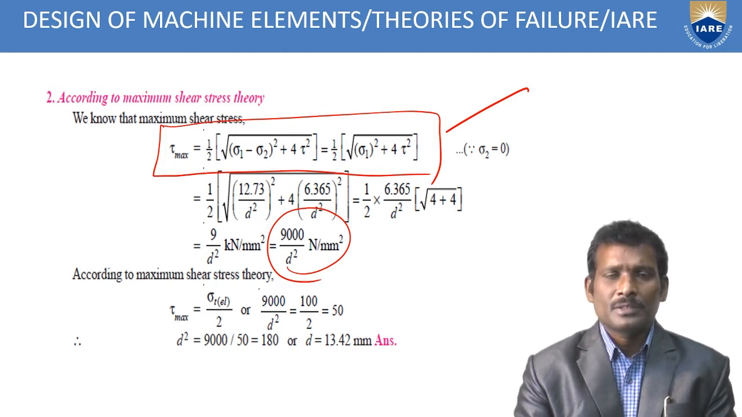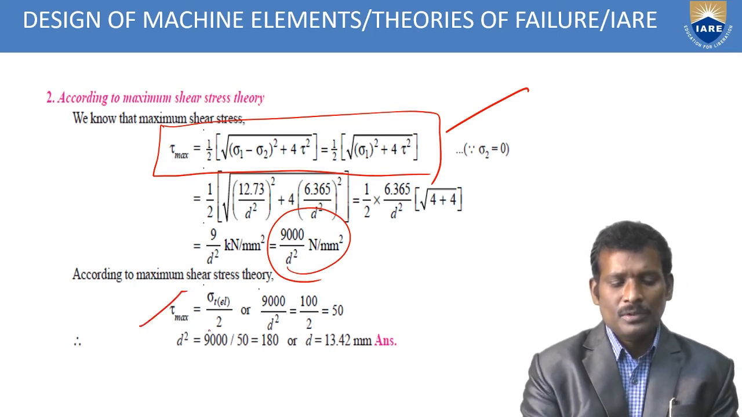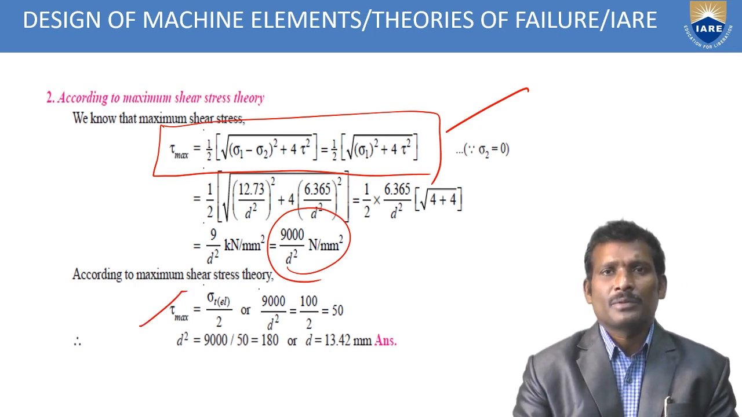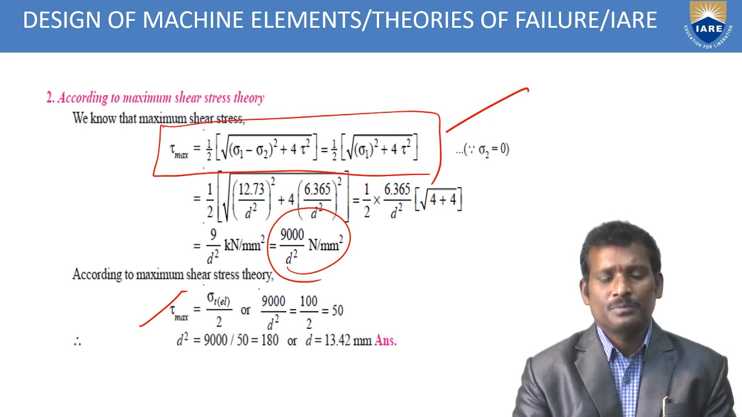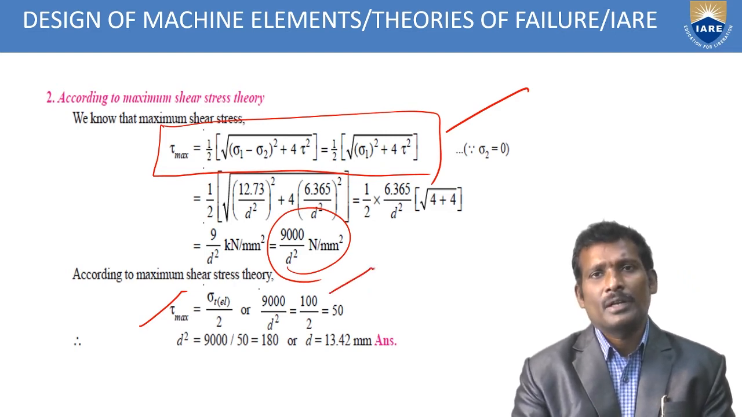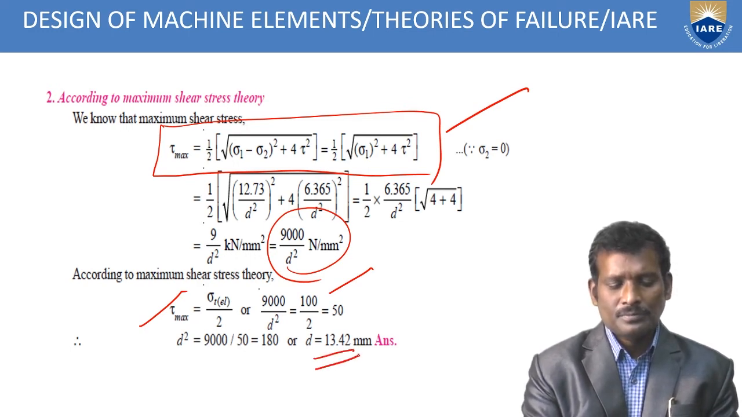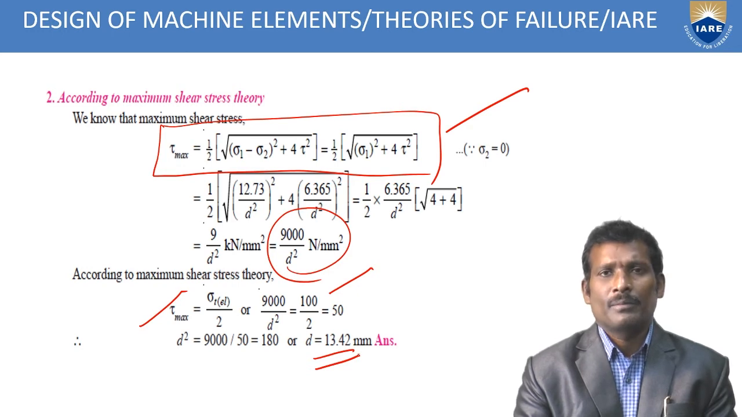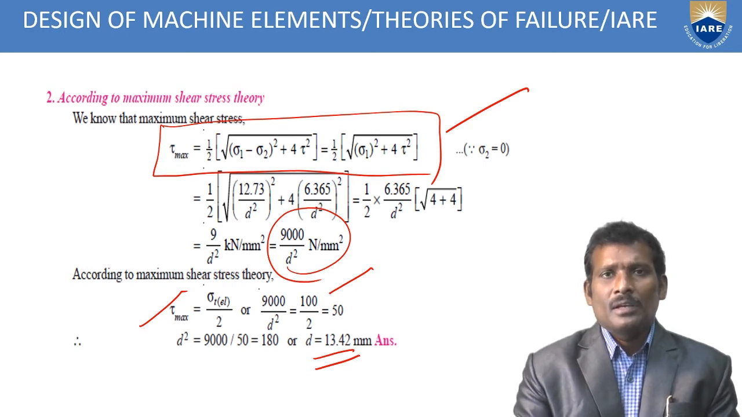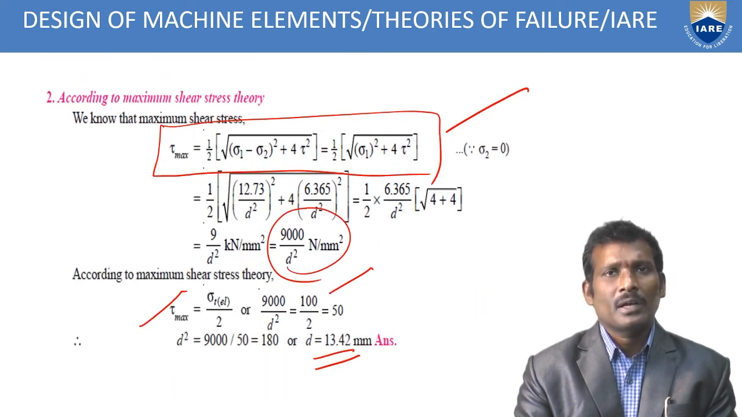According to the maximum shear stress theory, the maximum shear is equal to half of the permissible elastic limit stress value. So here the maximum shear, 9000 by D square, is equal to half of the permissible value. So we'll get the D value, 13.42 mm. Previously, according to maximum principal stress theory, the D value is 12.4. According to shear stress theory, 13.42.